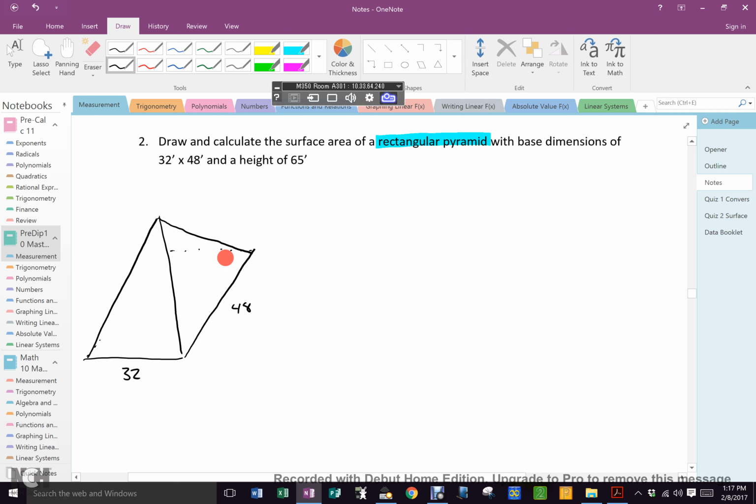Cool? All right. Now, if I want the surface area, I want all the shapes on the outside, yes? So what is this pyramid made of? There's how many triangles, Sean? 4. 1 on each side, right? So there's 4 triangles. Are they all the same triangles?